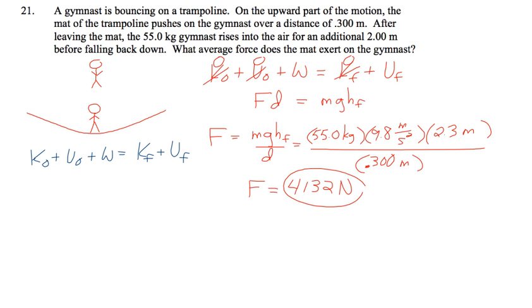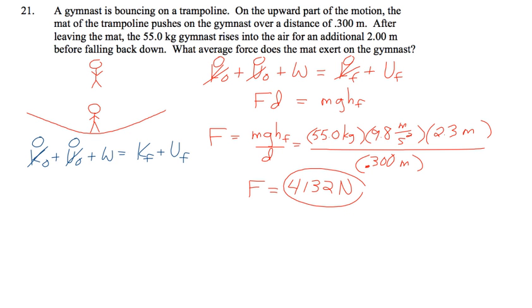So if I'm doing that, what can I make equal to 0 in my equation? KO is still 0. UO is still 0. And that's it, right? Because actually when they come off the mat, they're going to come off the mat with a speed, and they're going to be higher than they were to begin with. So there's my equation now.